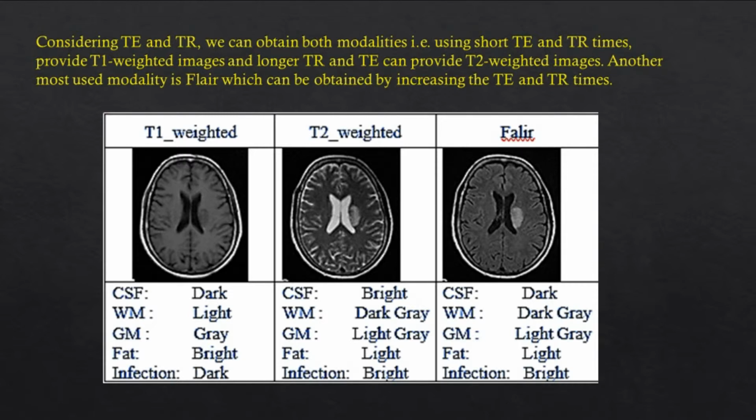These images contain different information about the tissues. Another most used modality is FLAIR, which can be obtained by increasing TE and TR. As you know, T2 and FLAIR images are very important in cancerous tissues.